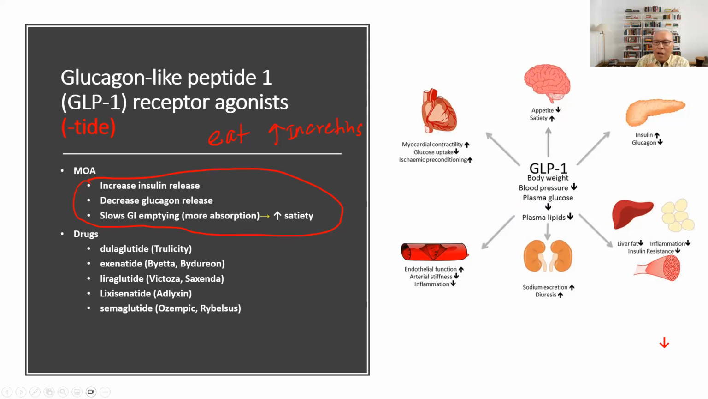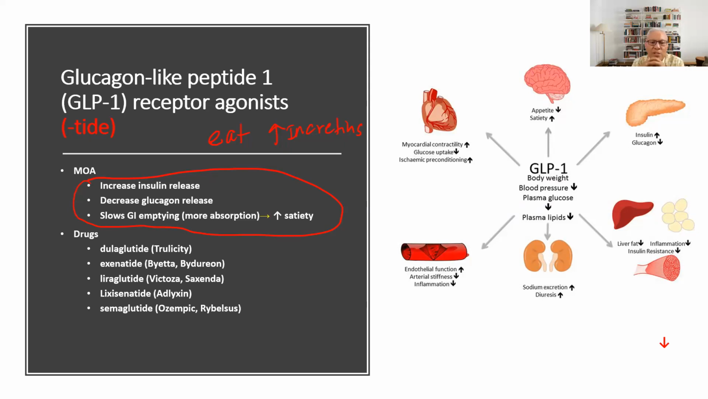This drug is often used in combination with metformin, particularly when metformin alone does not sufficiently regulate the blood sugar levels. If for any reason an individual cannot take metformin, then GLP1 receptor agonists are going to be good substitutes. It's the next choice.